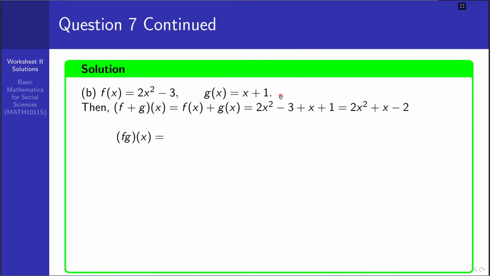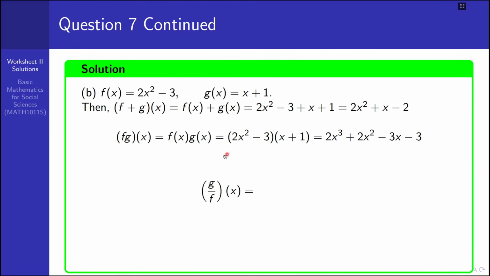Next, f times g of x. By definition, f times g of x is f of x times g of x. So when we substitute these terms for f of x and g of x, we have 2x squared minus 3 times x plus 1, and the product of these two binomials is 2x cubed plus 2x squared minus 3x minus 3. This is direct multiplication. Next, g over f of x is g of x over f of x. Therefore, using simple substitution, we have x plus 1 over 2x squared minus 3.